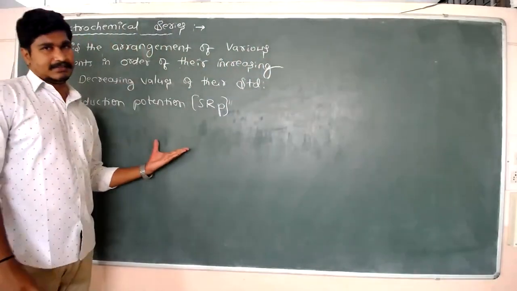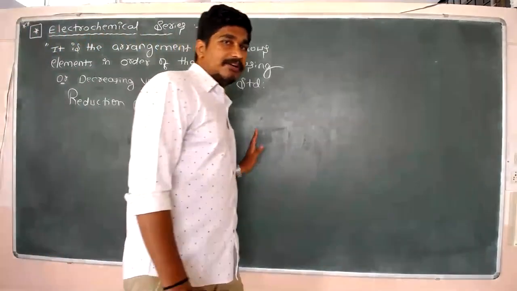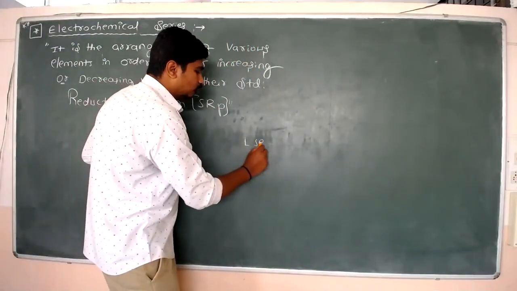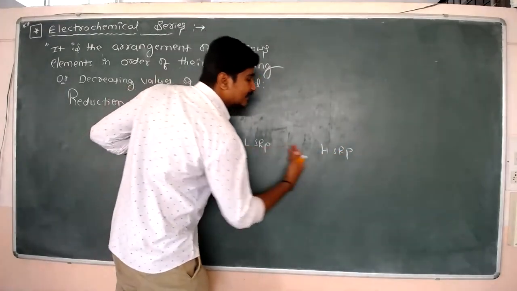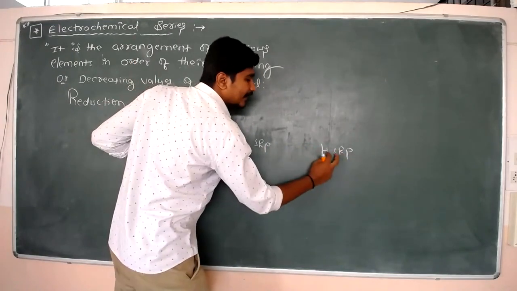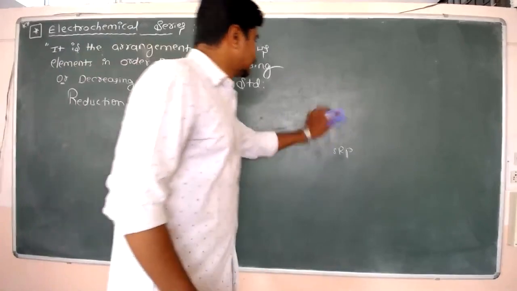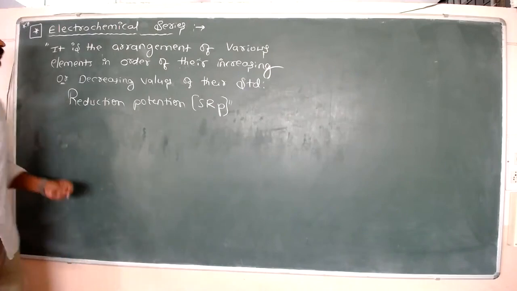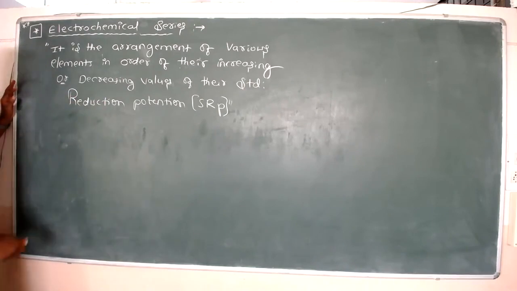Now we will see the series of those elements. I am writing in increasing order, from lower SRP to higher SRP values. Here, on the left side are the elements with lower SRP values, and on the right side, higher SRP values. Very important: you have to remember the series, then only you will be able to solve the NEET or JEE questions. Now we will see how the series is.